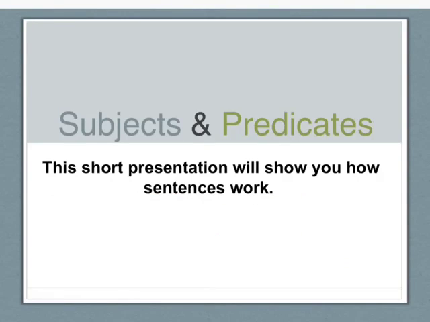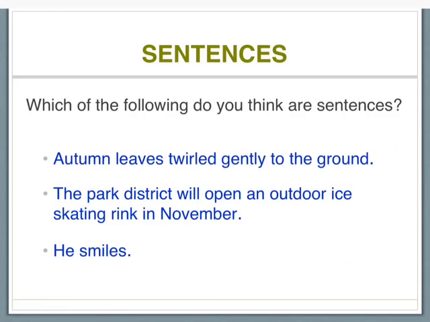So now that you've mastered verbs and helping verbs and linking verbs, I'm hoping you'll realize why knowing your verbs is so important now that we move into subjects and predicates. So, which of the following below do you think are sentences?